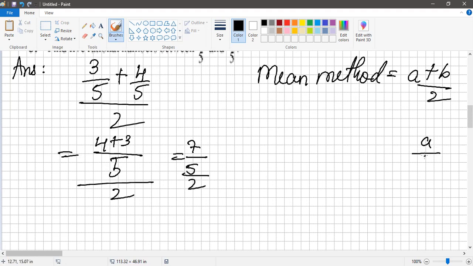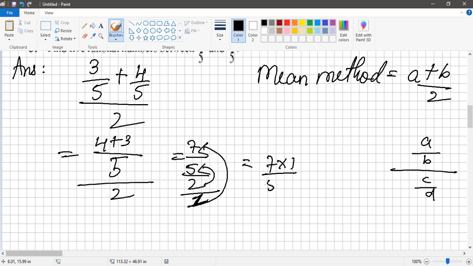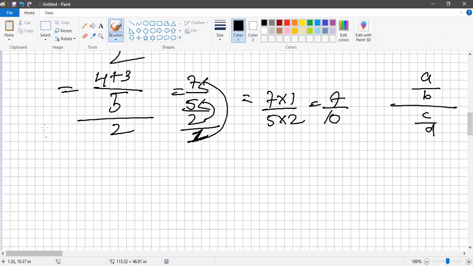I've told you before, a by b divided by c by d. Here, a is 7, b is 5, c is 2, d is 1. I've written 2, sorry, it is 1. 2 by 1 is nothing but 2. So same thing here, we multiply this and this. That is 7 into 1 by 5 into 2, which is nothing but 7 by 10, right? So 7 by 10 is the first rational number.